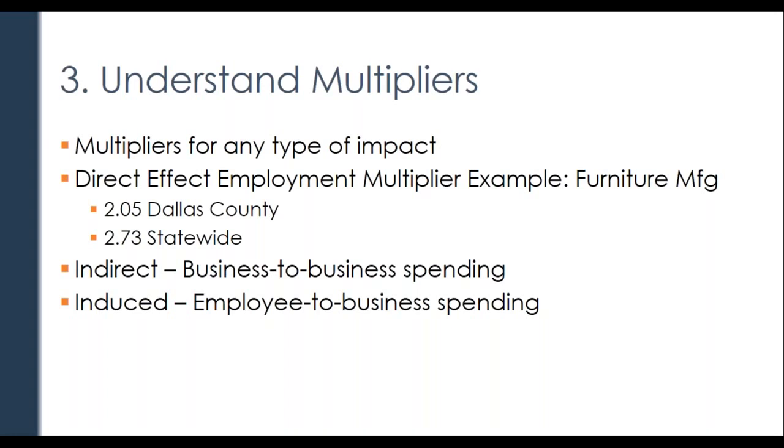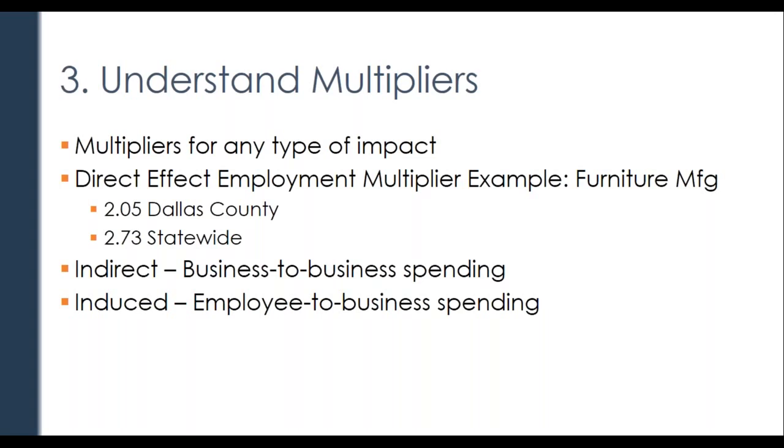Now, the other component here is that not only are they industry specific, but they're also region specific. As we see here, there are two different numbers for this furniture manufacturer. We have one for Dallas County, and that's 2.05. We'll talk about what that means in a second. And we see the statewide multiplier is 2.73. So the multipliers, again, are going to vary by industry and by region. So we need to make sure that we're getting the right piece there.